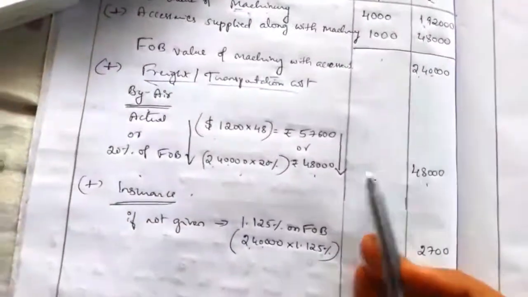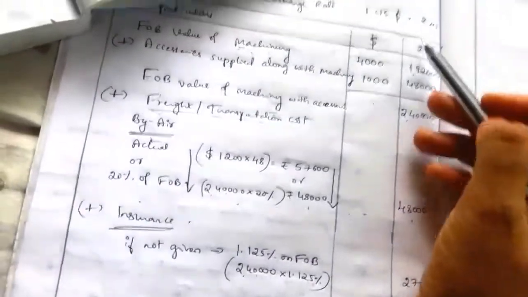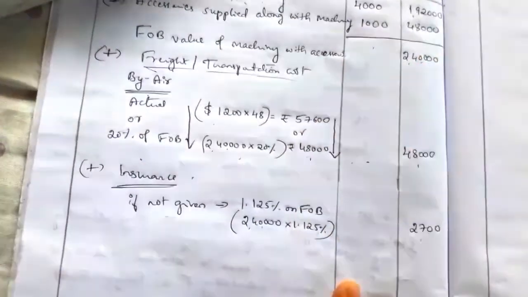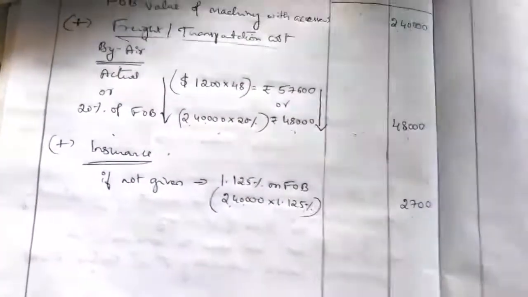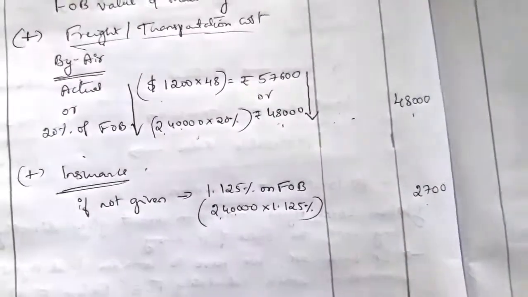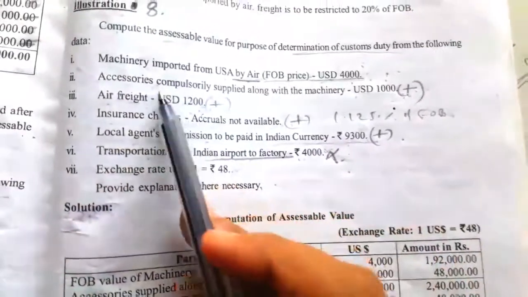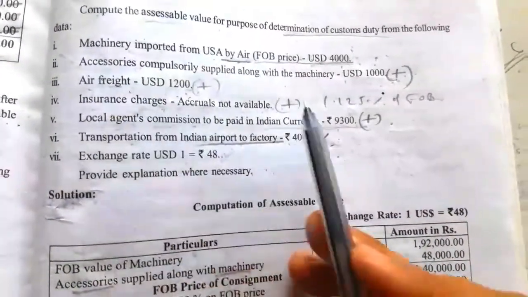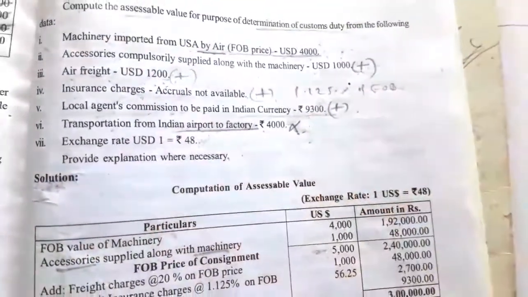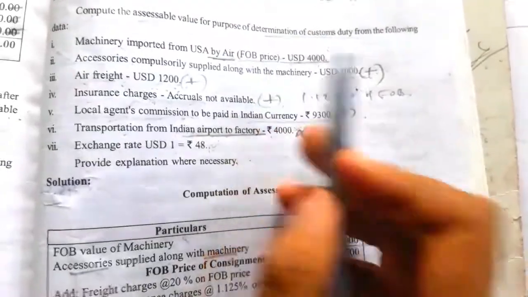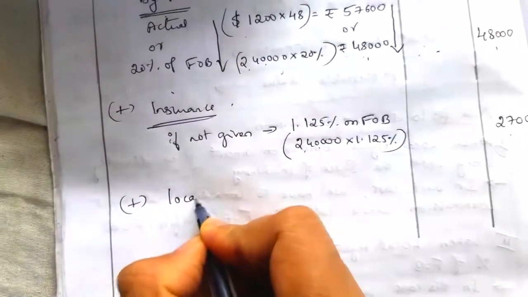If you want, you can take the value in dollars also, by dividing 48,000 by 48 or 2,700 by 48, but there is no need of taking it. We want only the assessable value in Indian rupees for computing the duty payable. Next, we have to check the illustration for any point left out. Air freight is calculated, insurance also calculated. Then we have local agent commission, which we take after FOB, because in this illustration the FOB is given directly. So we have to add the local agent commission here.